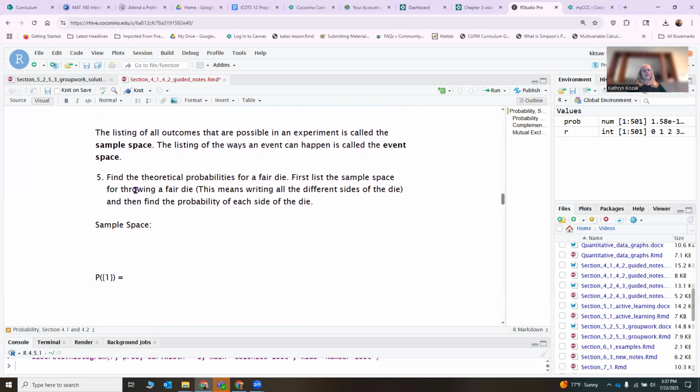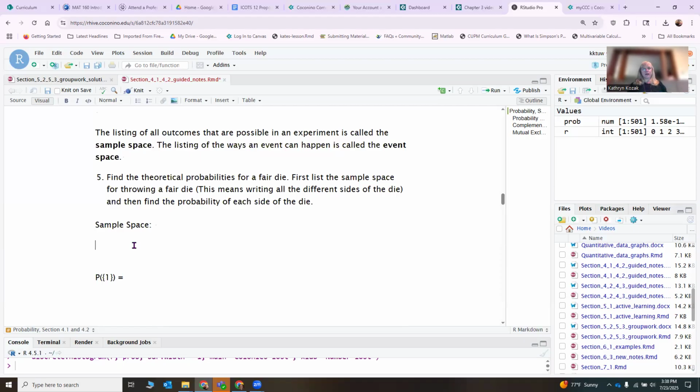So I'd like to find the theoretical probabilities for a fair dice. First thing I'm going to do is list the sample space of throwing a fair dice. This doesn't mean to say 6. That's how many sides there are on a dice. It actually means to list the sides. List what you can actually get.